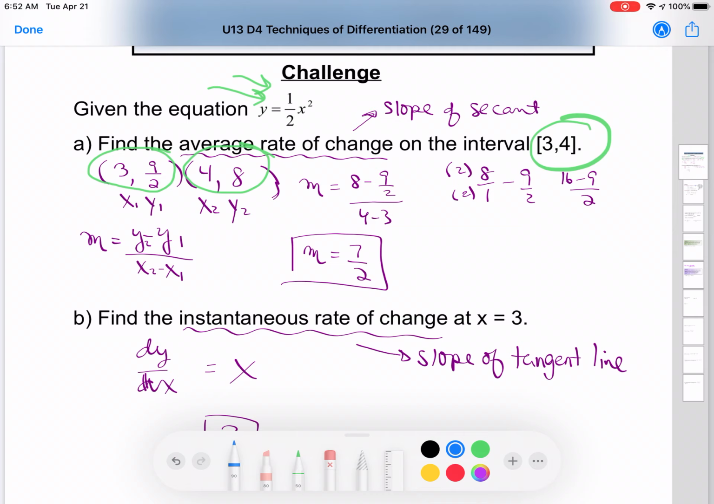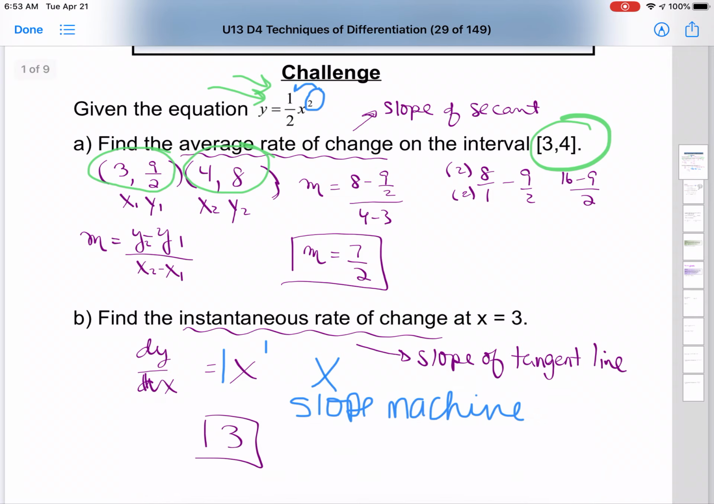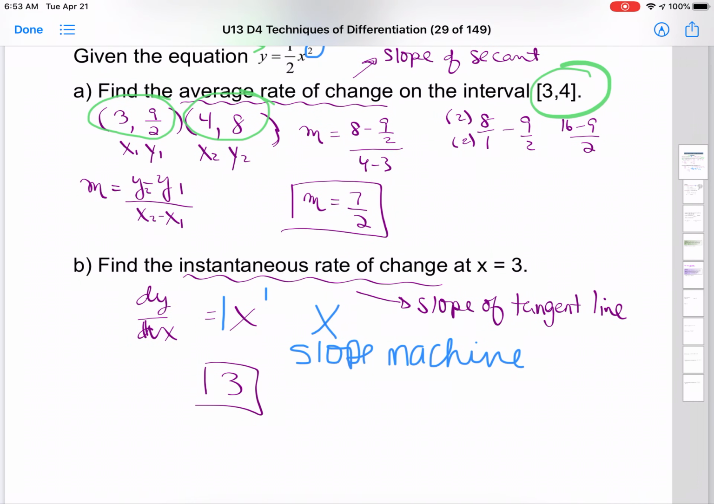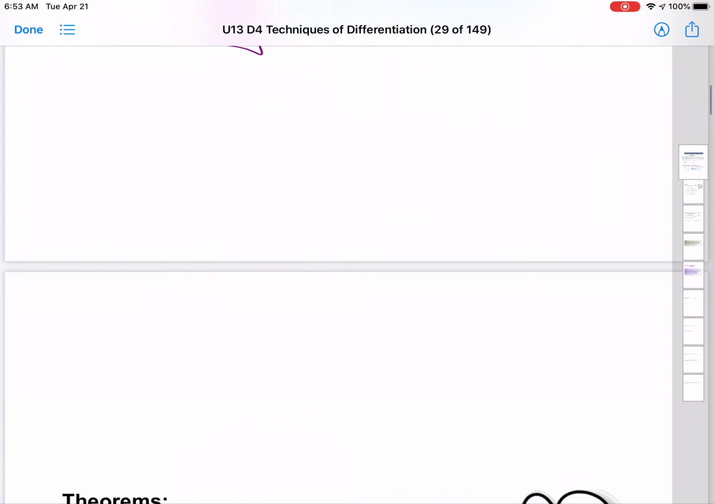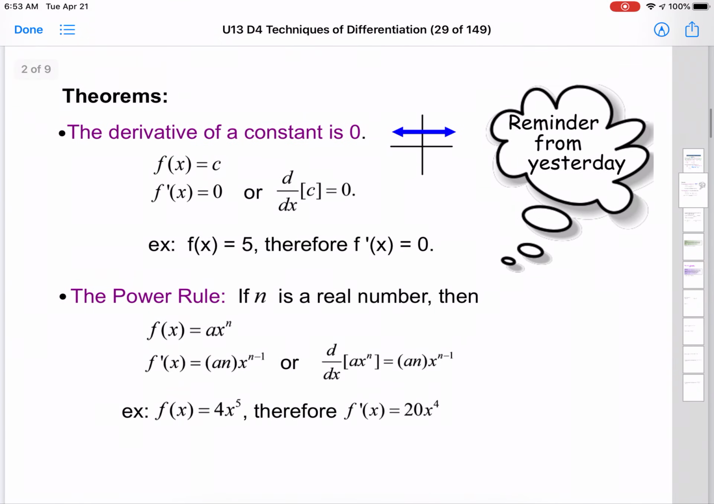Okay, so how do we do the power rule again? You take the exponent, multiply it by the coefficient. So 2 times a half is 1, right? So here's my 1. Keep the base, and then decrease the power by 1. So decrease that power of 2 by 1. So 1x to the first is just x. And then this is my slope machine. So if I want to now find the slope at x equals 3, you just plug 3 in, and we get 3. Alrighty?